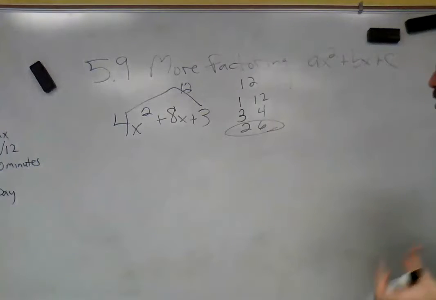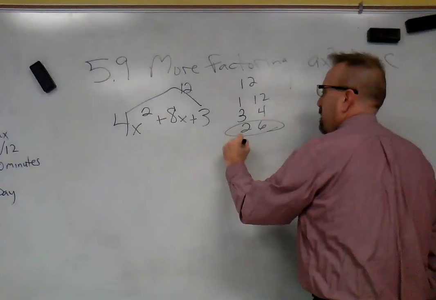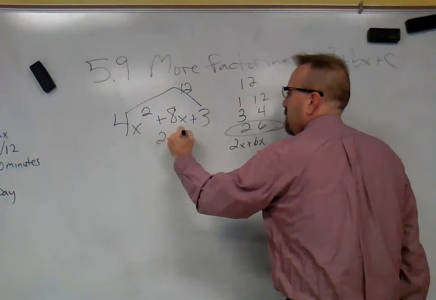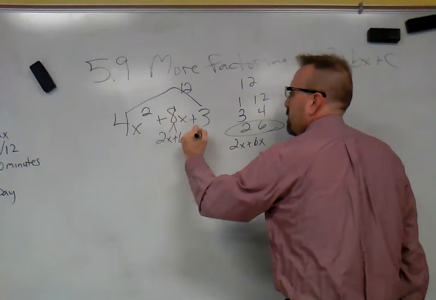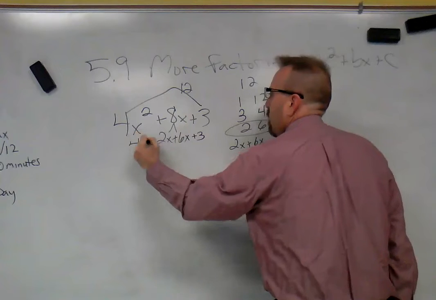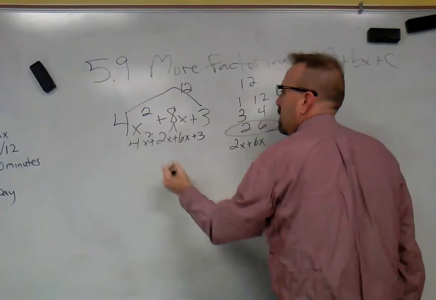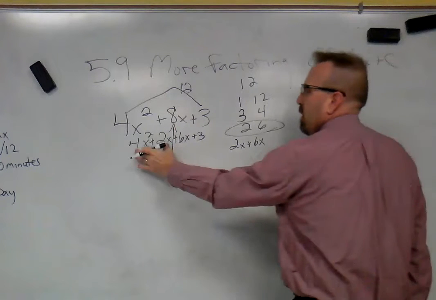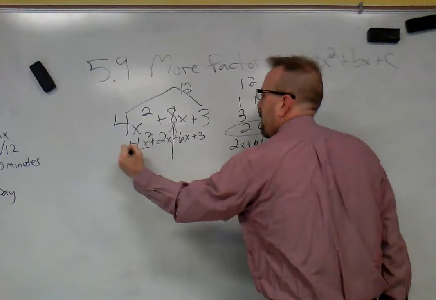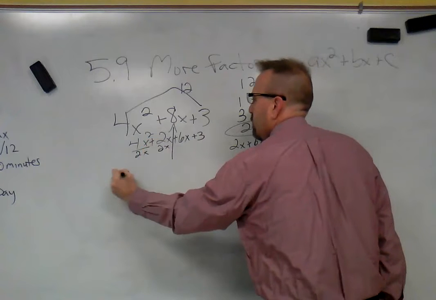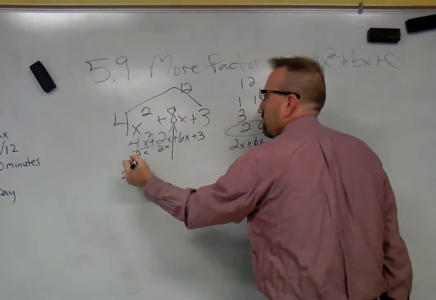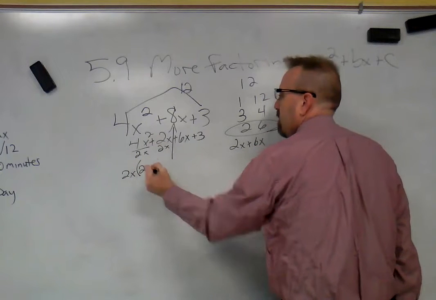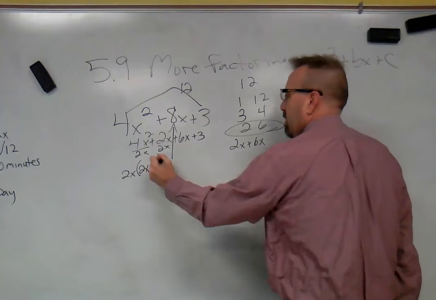Now we rewrite our middle term as 2 terms. So 2x plus 6x is 8x. Now we have 4 terms. So we do from the previous day, we cut it in half. What's common in our first two? 2x. So 2x is what will go in front. 4x squared divided by 2x is 2x. 2x divided by itself is 1. Anything divided by itself is 1.